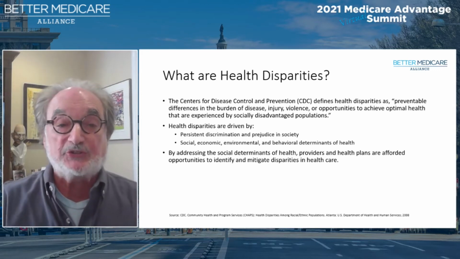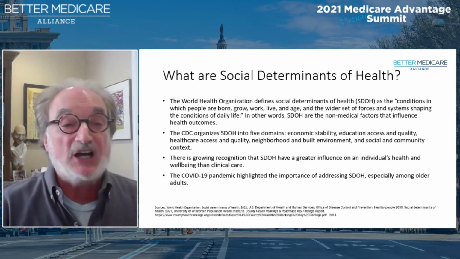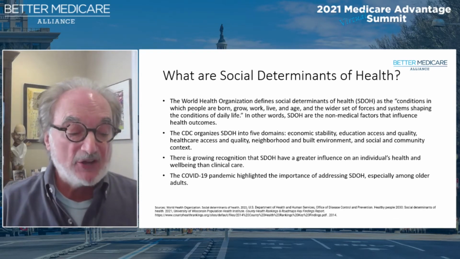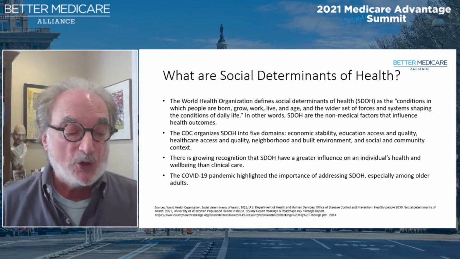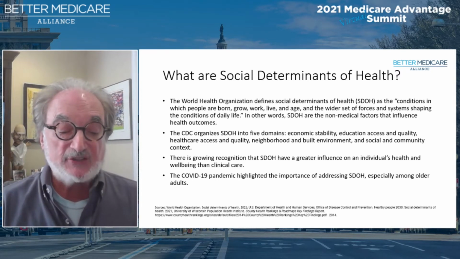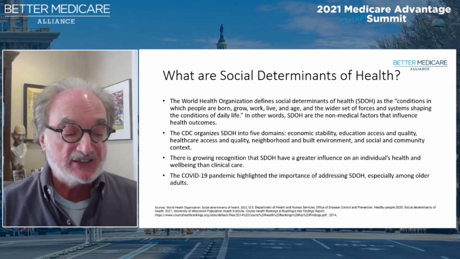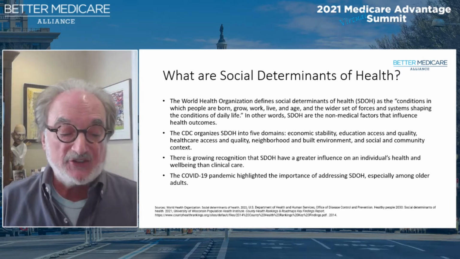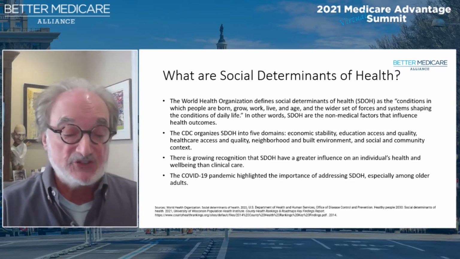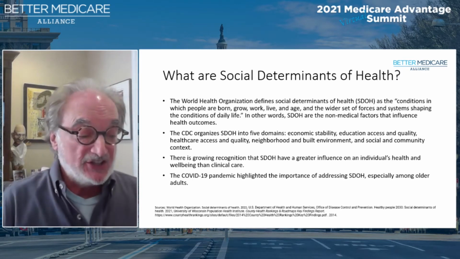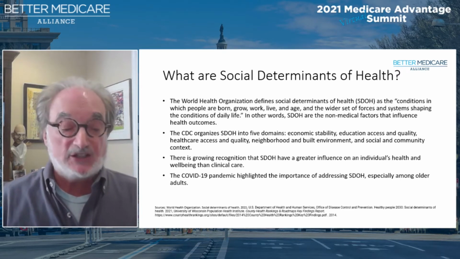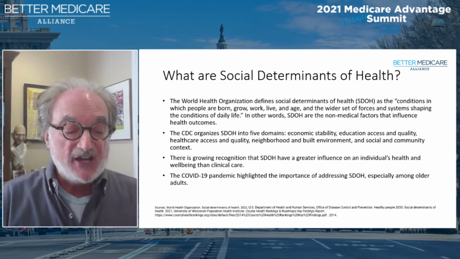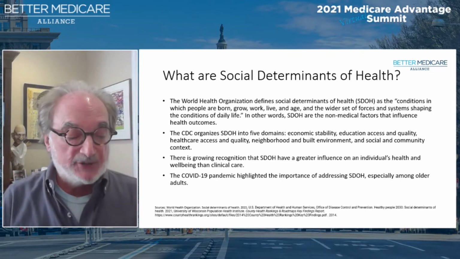And when we talk about social determinants on the next slide, we kind of talk about some common definitions again. World Health Organization defining social determinants of health as conditions in which people are born, grow, work, live, and age, and the wider set of forces and systems shaping the conditions of daily life. In other words, SDOH are the non-medical factors that influence health outcomes. Andrew's going to have additional points on this in his discussion a little bit. The CDC organizes social determinants of health into 5 domains: economic stability, education access and quality, healthcare access and quality, neighborhood and built environment, and social and community context.